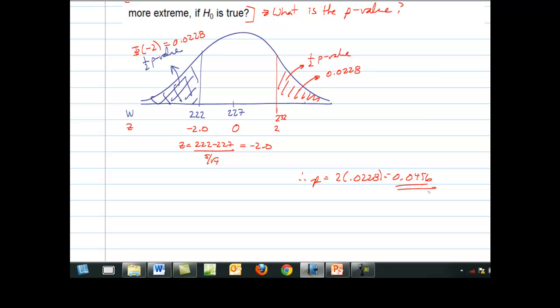Now your book has some applets, so you can just put in the values and it tells you what your p-value is, but I think it's important to be able to use the tables so we have an understanding for that. Now if this had been a single-tailed test, I would not have doubled the probability. I would have looked at either the left or the right depending on the alternative hypothesis, but this is my p-value.